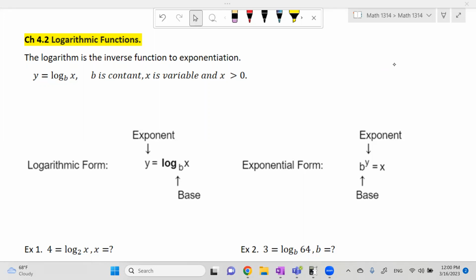In this video, let's learn 4.2 logarithmic function.